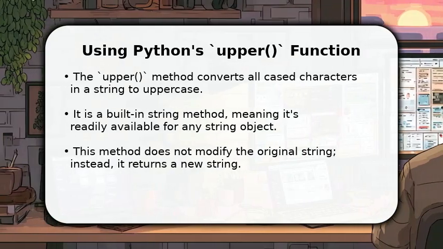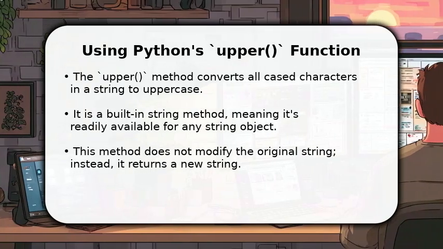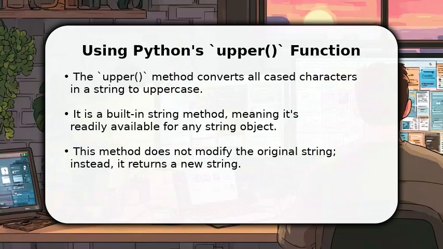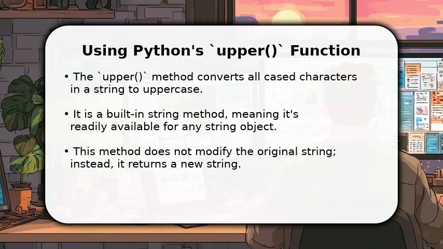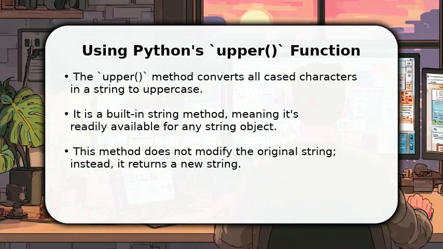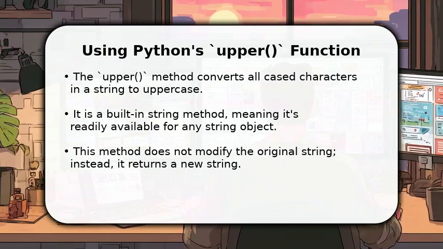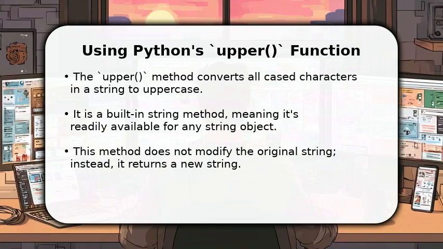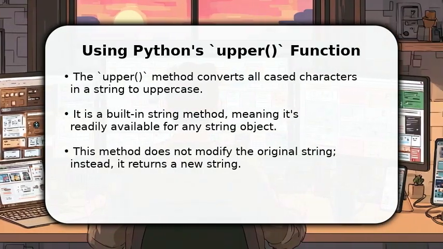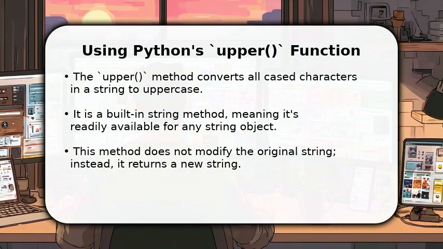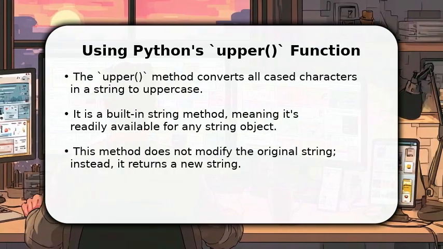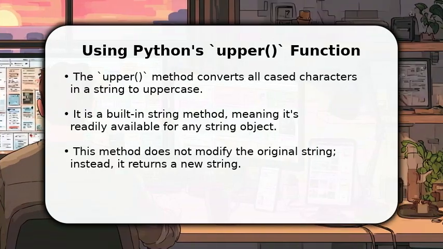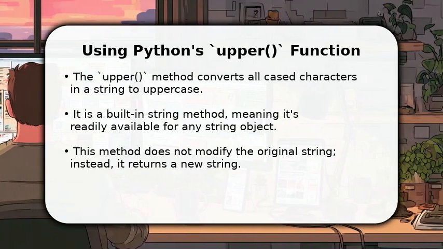In this video, I will explain how to use the upper function in Python. This powerful built-in string method allows you to easily convert all cased characters within any string to their uppercase equivalents. It's important to remember that upper does not alter your original string. Instead, it generates and returns an entirely new string with the uppercase transformation applied. This immutability is a key characteristic of string operations in Python, ensuring your original data remains untouched.